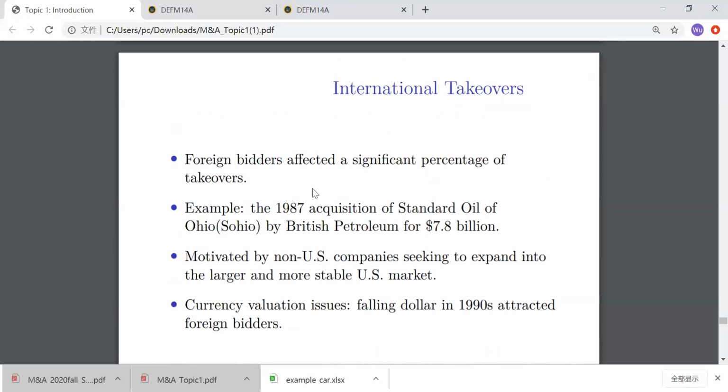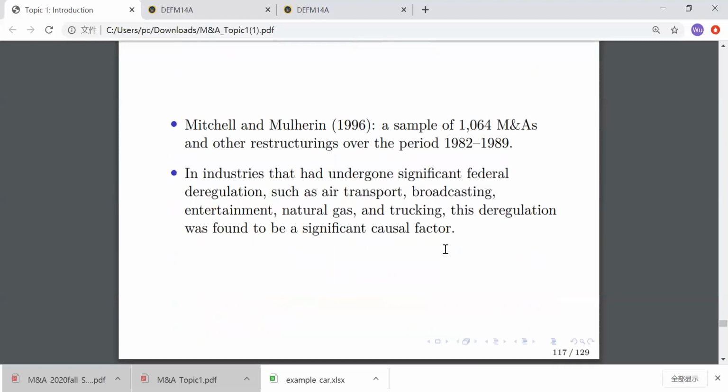Another feature is international takeovers. For example, the 1987 acquisition of Standard Oil of Ohio by British Petroleum. The motivation for international takeovers or cross-border mergers in this period was non-US companies seeking to expand into the larger and more stable US market. Another consideration is that during this period, the US dollar kept depreciating against other currencies. So the falling dollar also attracted foreign bidders. This is another feature.